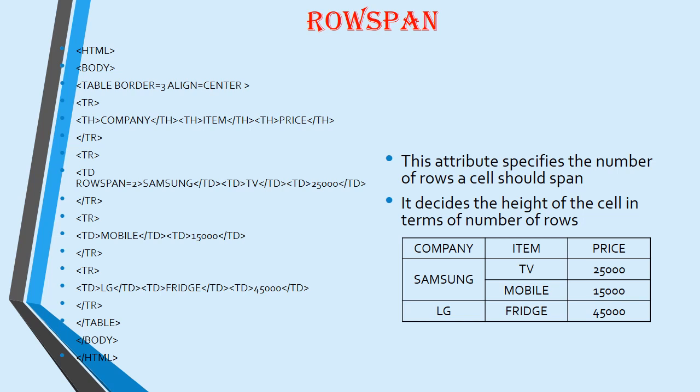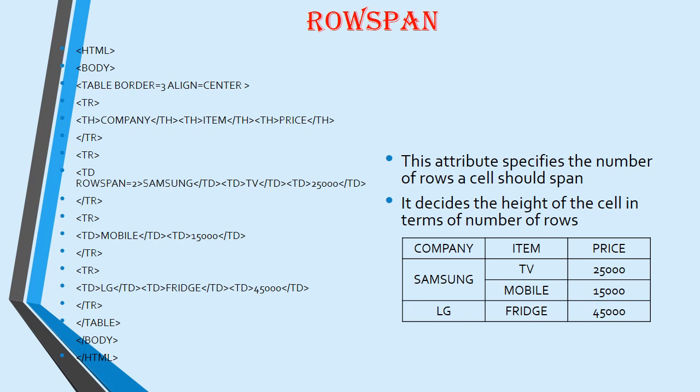Table border, HTML body, table border equal to 3. Then alignment I have already given as center. TR, first TR, it is the heading, right? Company slash TH, item slash TH, price slash TH, no doubts, right? Slash TR, same like TR, TD rowspan equal to 2. It was by mistake, no problem if it comes to the next line also. Samsung slash TD, TV was there, slash TD, 25,000 and slash TD, and that row is over, right? So I'm just closing it.